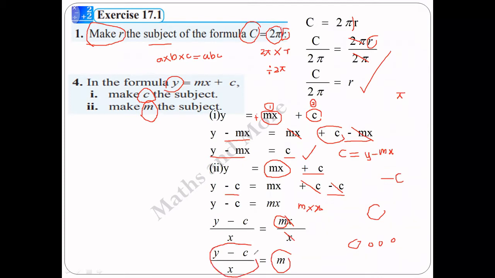All the other terms are on the left hand side. M is on the right hand side. The equation sign is in the middle. Now m is the subject, like this one. M is the subject, others are on the opposite side. M is the subject. Okay.